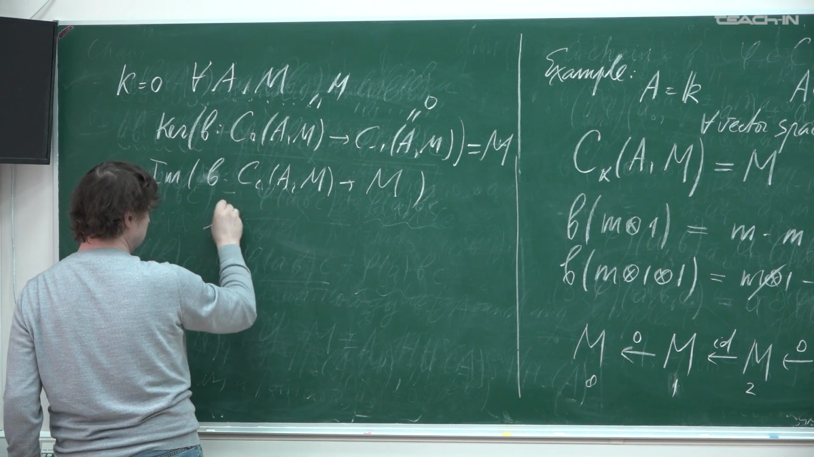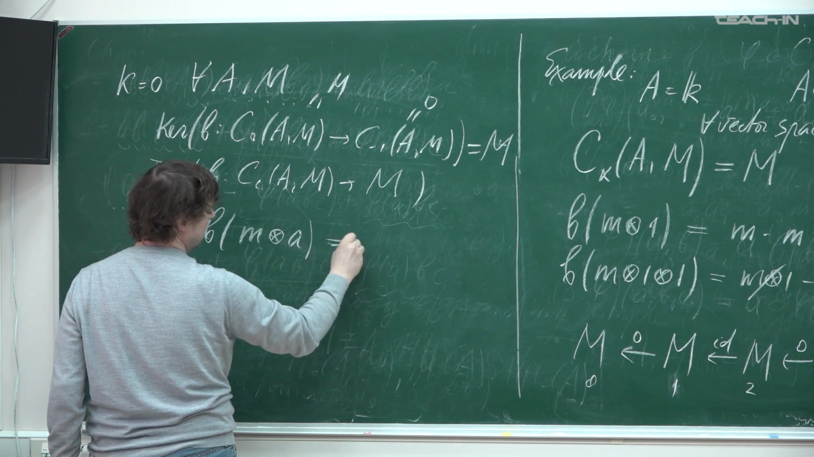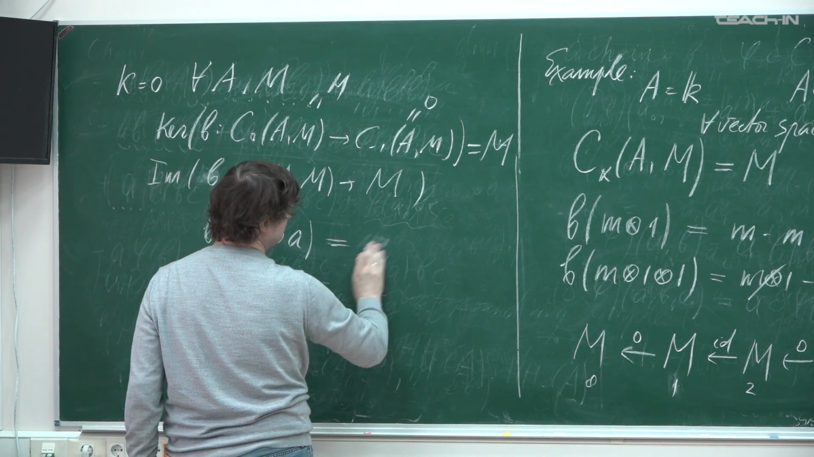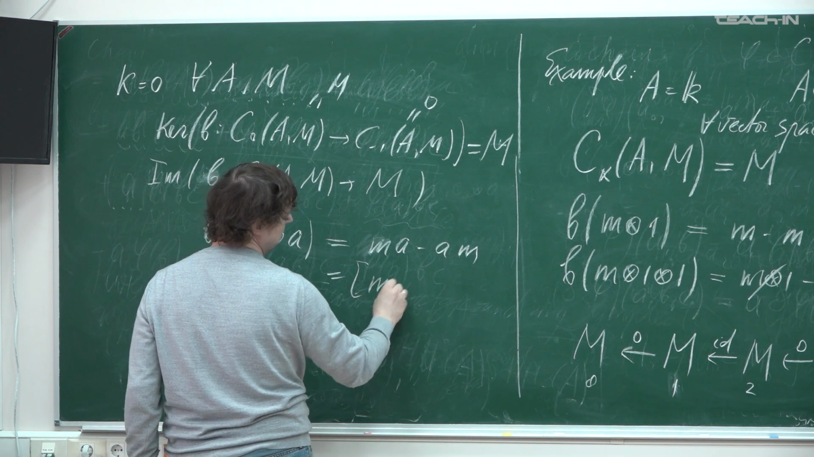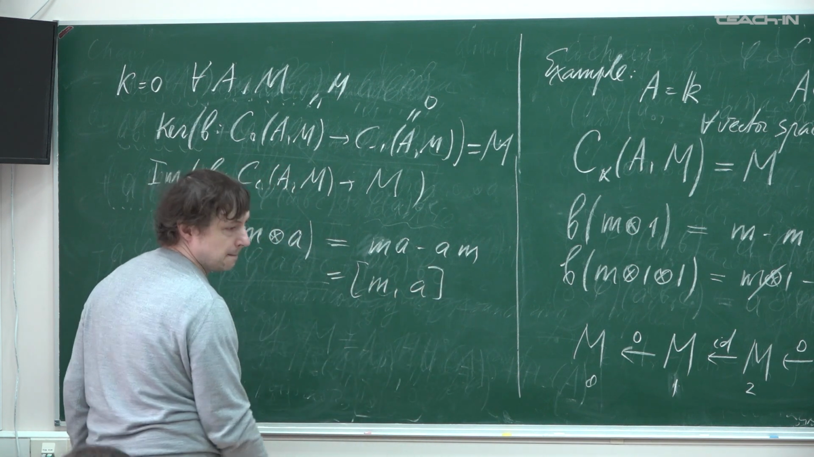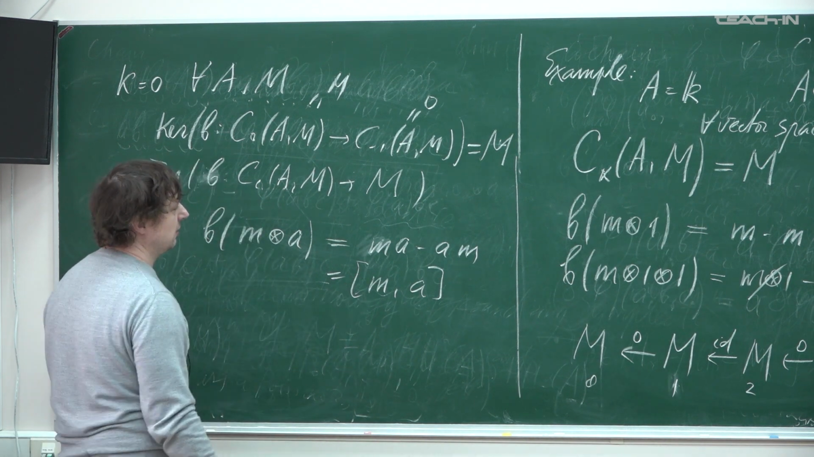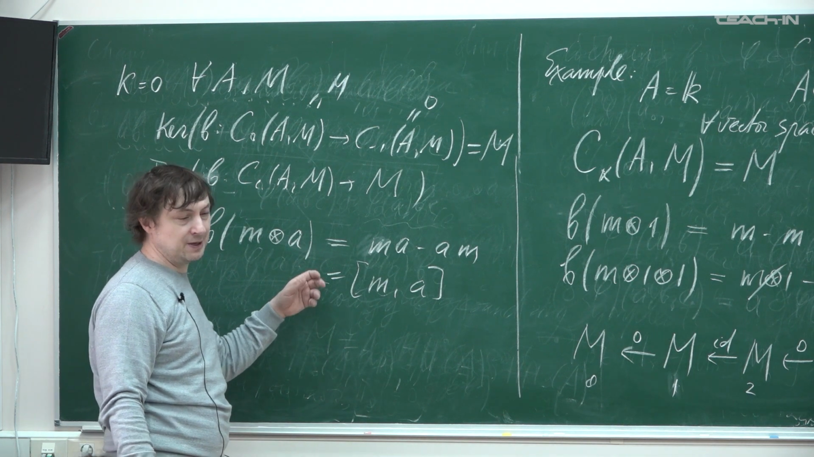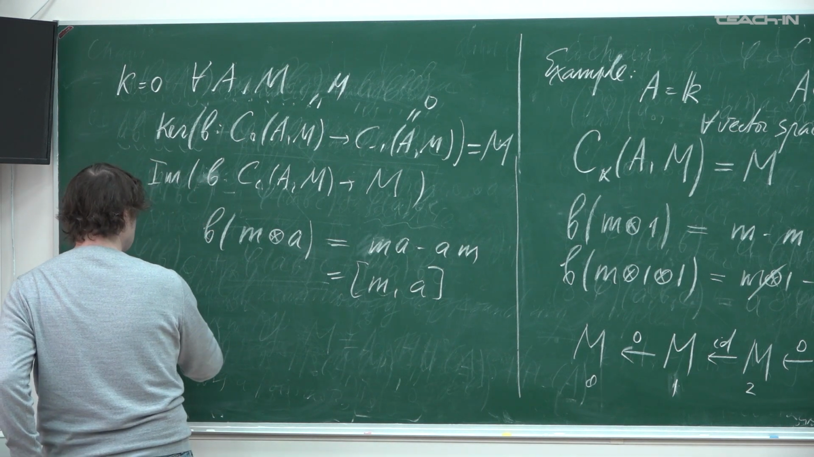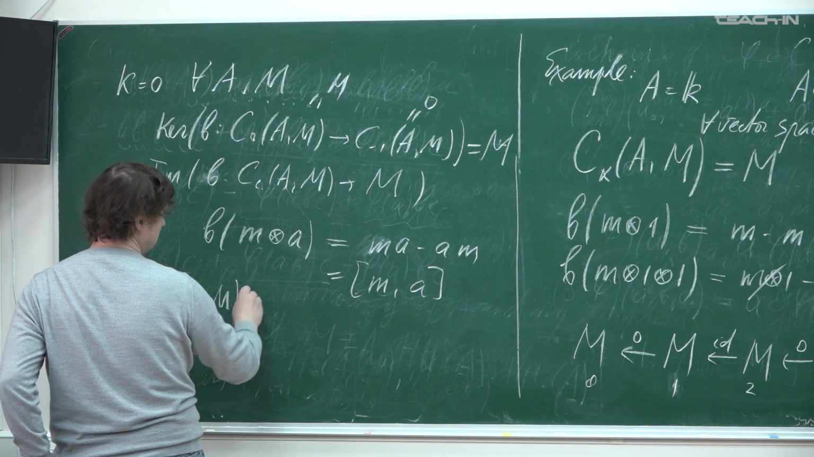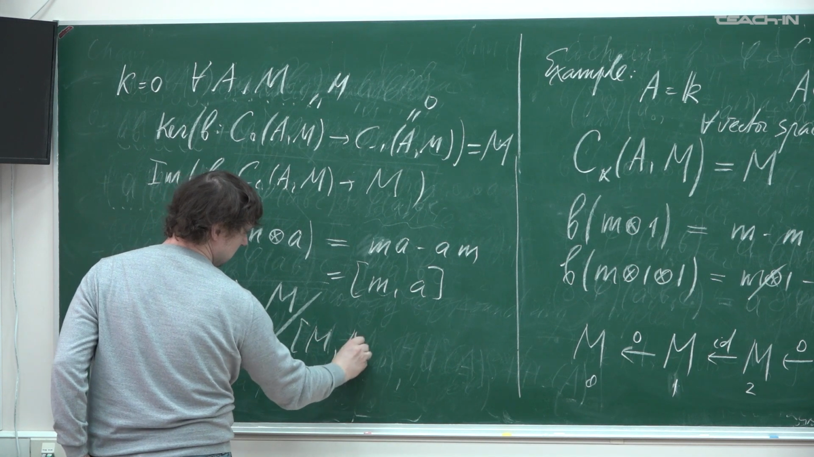is equal to the space of commutators. This map is given by the following formula. If you take m tensor a, then its image is equal to ma minus am, which you can abbreviate to the commutator of m and a. So the image is equal to the space generated by all the commutators of this sort. So H_0 of (A,M) is equal to the quotient of M modulo the space of commutators.